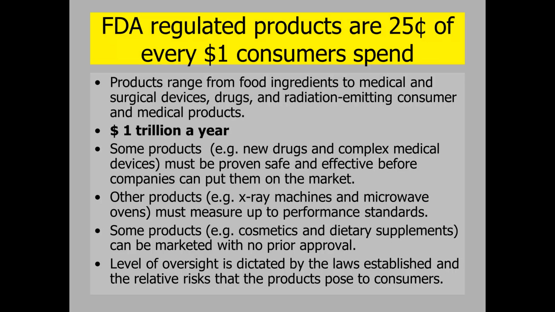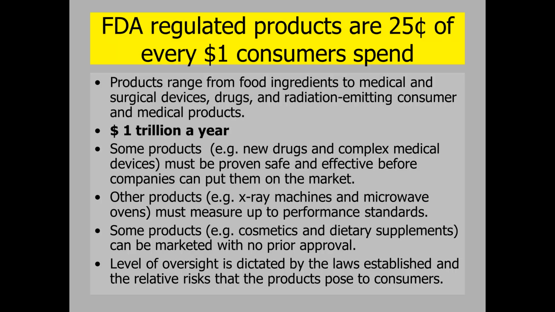So the FDA regulated products are about 25 cents out of every dollar that the consumer spends. So the FDA is regulating a large amount of commerce in the United States. Those products range from food to medical and surgical devices, drugs, and the machines that they use for PET scans or radiation therapy, X-rays. So FDA regulated products are over $1 trillion a year.